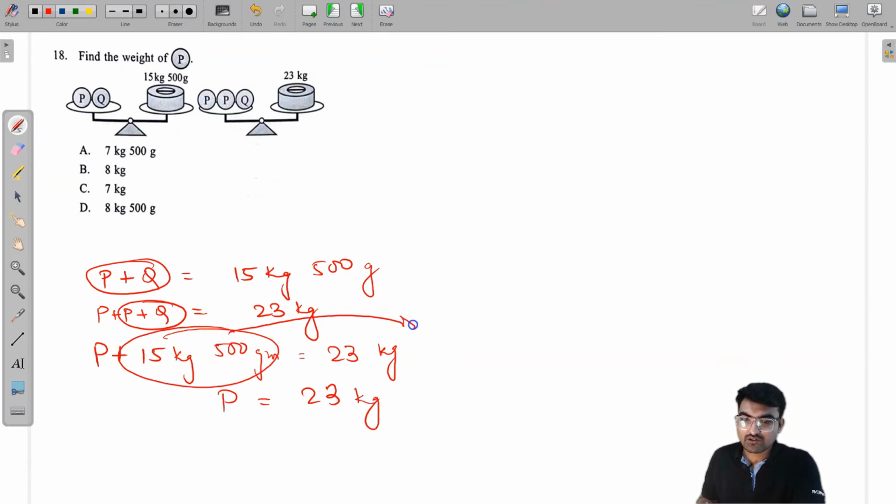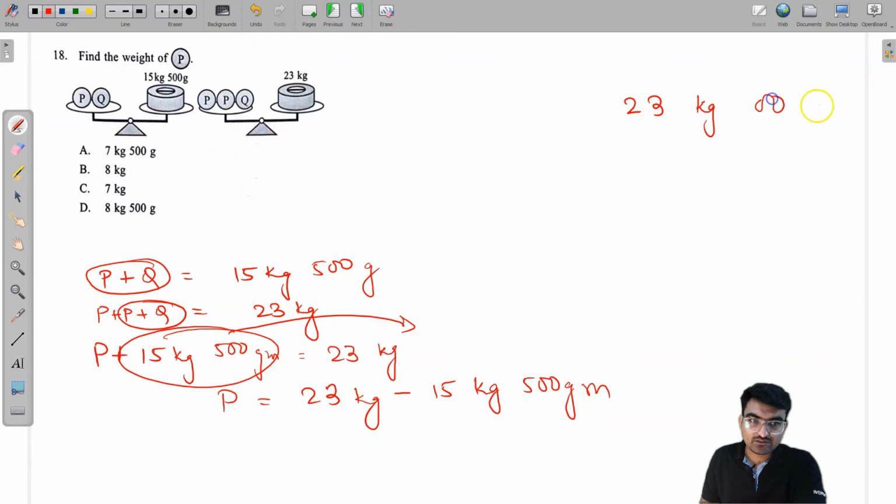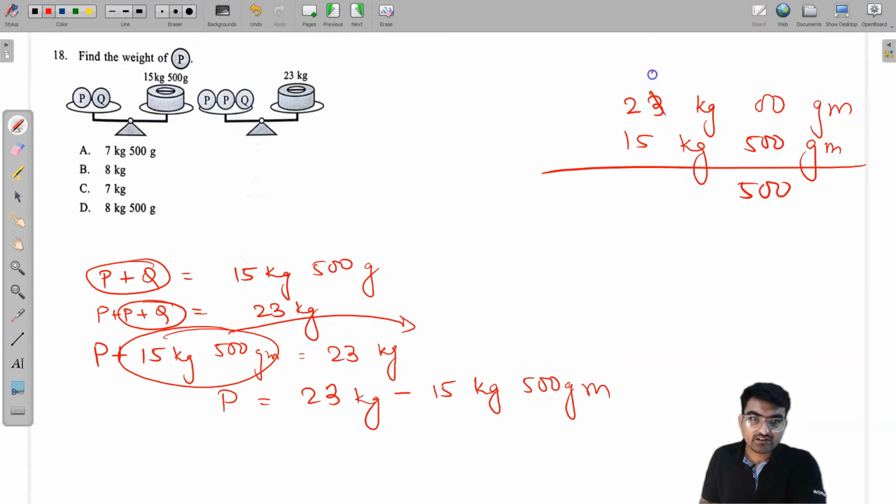We'll shift this number to the other side and it will go subtracting the number. So 15 kg 500 grams. Can you do the subtraction? 23 kg 000 grams, and this will be 15 kg 500 grams, right? So this will be 500 and it will be 22, correct. 22 minus 15 is 7 kg 500 gram. Option number A, correct. Got it?